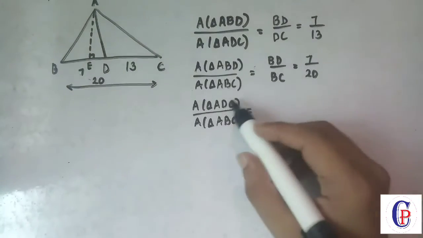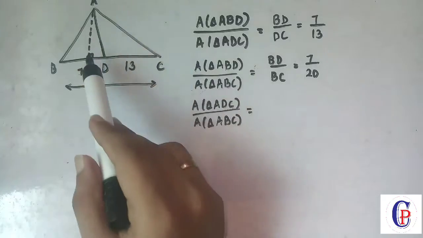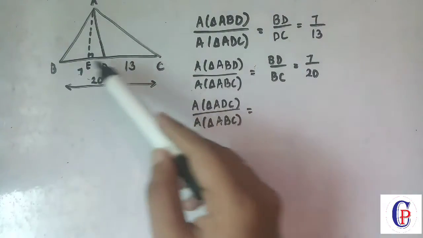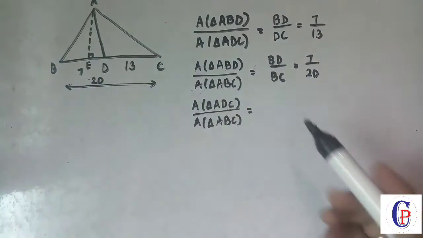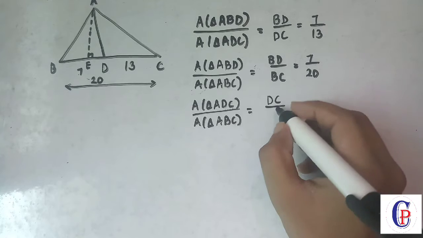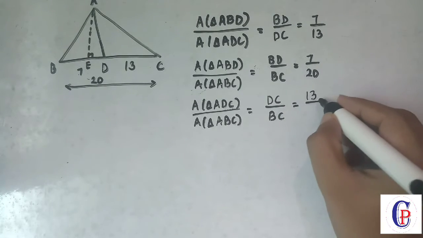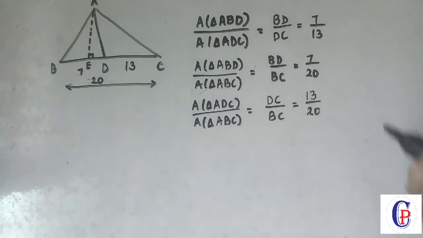Again, for triangle ADC, we know DC is the base and A is the height. For triangle ABC, we can see that BC is the base and A is the height. So for ADC upon ABC, we can say DC upon BC. DC is 13 and BC is 20, so this becomes our answer. I hope it is clear to you.